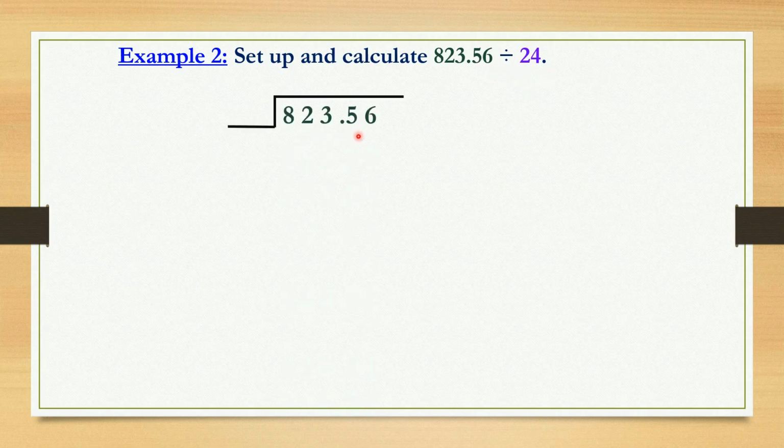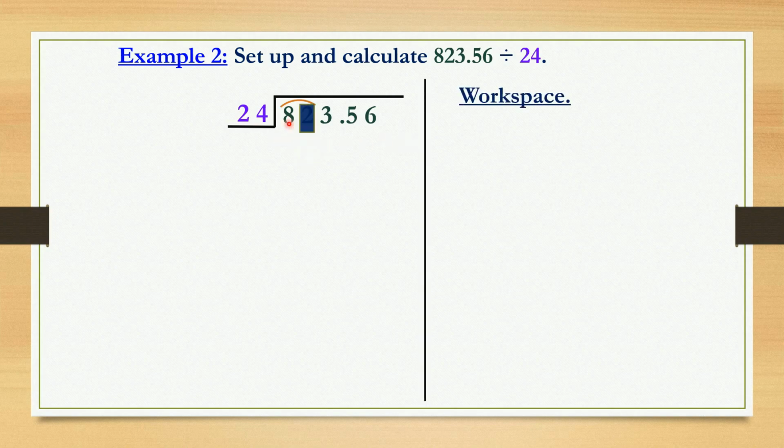Let's continue with example 2. Set up and calculate 823.56 divided by 24. So we write 823.56 to the right and 24 to the left. So let's start. 8 is less than 24. We take 82. Here the divisor is a 2-digit number. So let's estimate the quotient by hiding the ones digit in 82 and the ones digit in 24. 8 divided by 2 is 4. So my estimated quotient is 4.